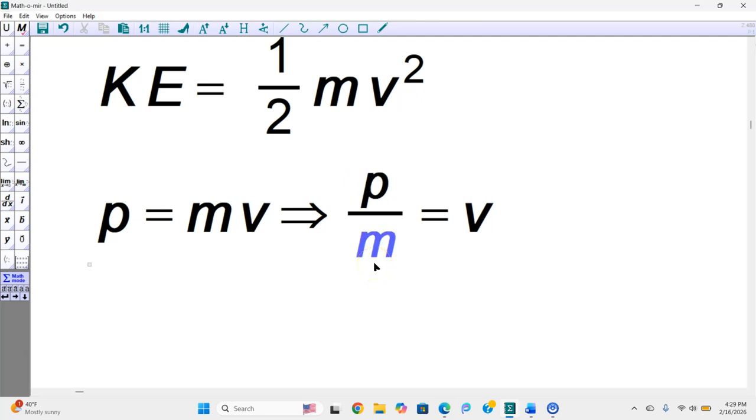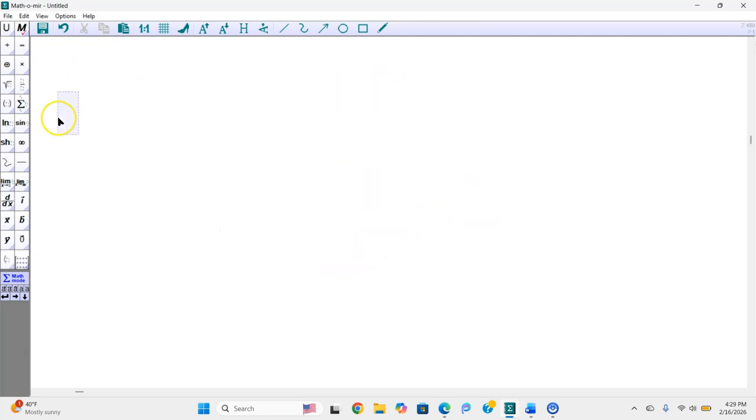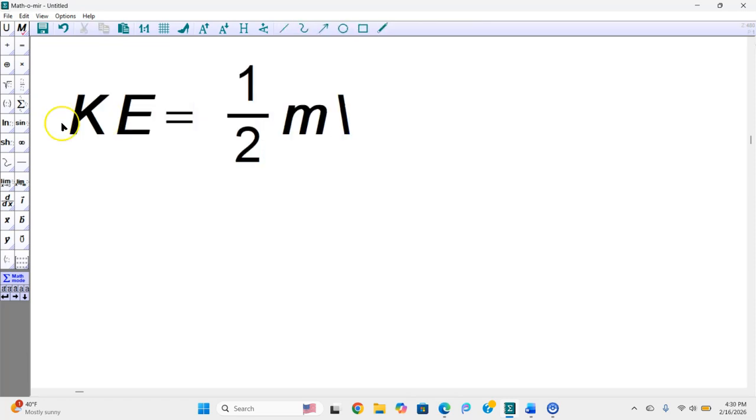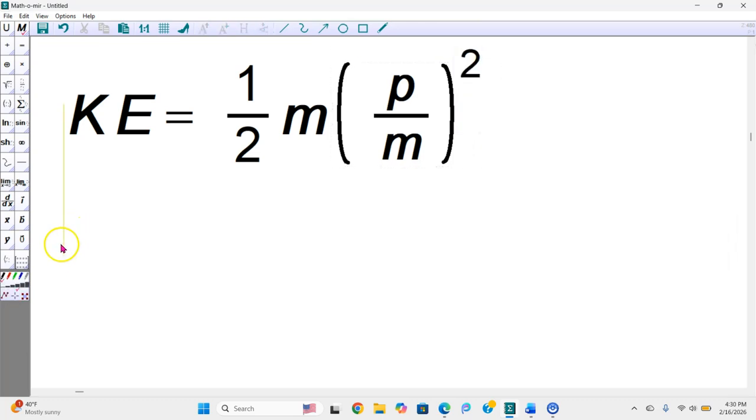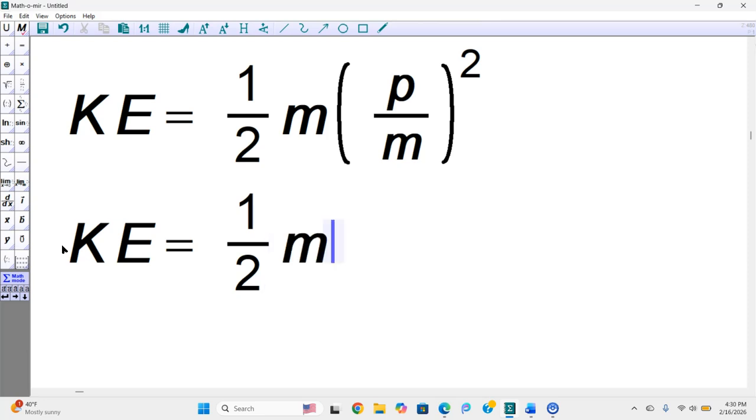Now I can plug this in for V right here. This is V equals P over M. You plug it into the V right there. So I'm going to put kinetic energy equals 1/2 M. And now for V, I'm going to put P over M from the line above, and I'll square all of it this way. All right. So that means kinetic energy KE equals 1/2 M.